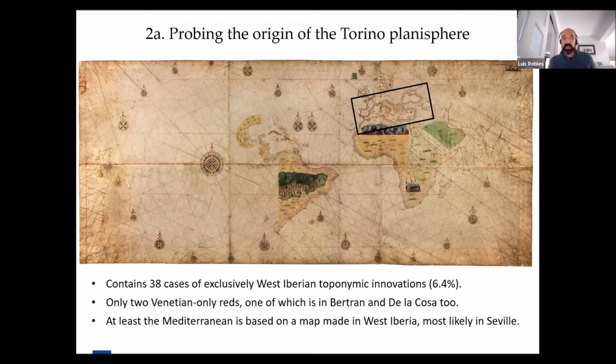So I analyzed the Mediterranean, and what I saw is that I found 38 cases of these exclusive toponyms of West Iberia, which again is close to 7%, 6 to 7%. And again, it's a strong indication that it has that origin, with only 2 Venetian red names. So very little indication that it comes from Venice for that matter. So my conclusion is that at least that section of the map, the Mediterranean, is based on a map made in West Iberia. It was not made on an Italian Portolan chart. It was made on a map that came from Seville, if it was not actually made in Seville itself.